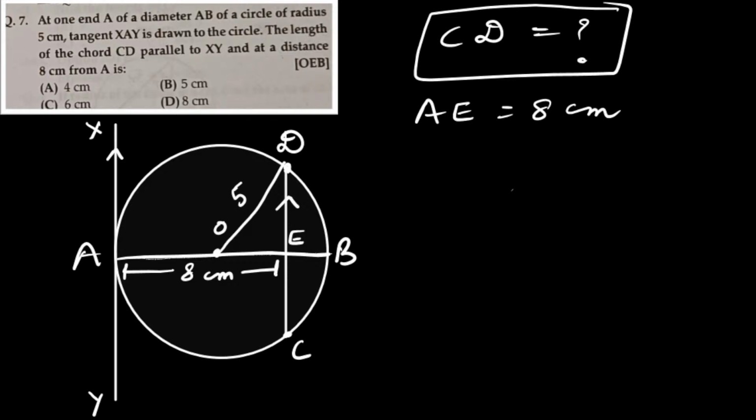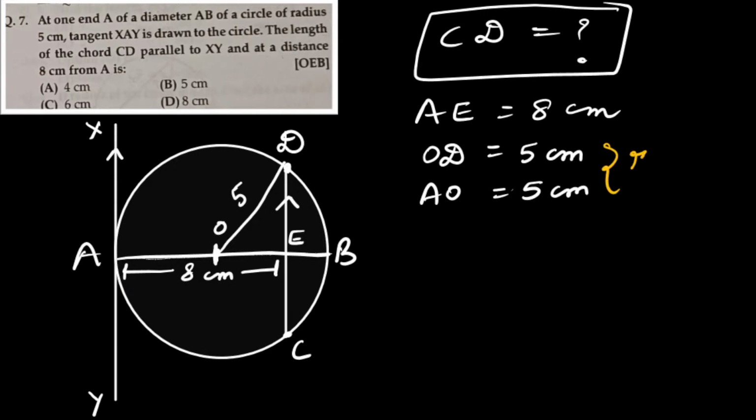The distance is 8 centimeter. So we know OD is the radius, which is 5 centimeter because the radius of the circle is given to us. Also AO is equal to 5 centimeter, because both of these are radii of the circle. And we know AE is equal to 8 centimeter, because this is given to us.